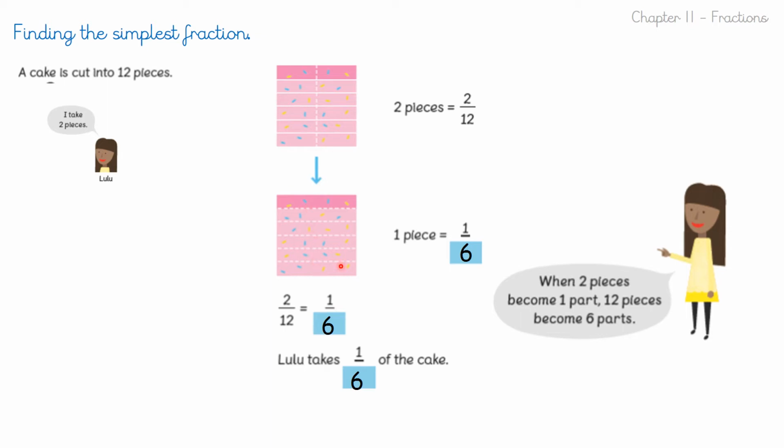So our denominator is going to be 6. So we could say that 2 twelfths is equivalent to 1/6. So Lulu takes 1/6 of the cake.